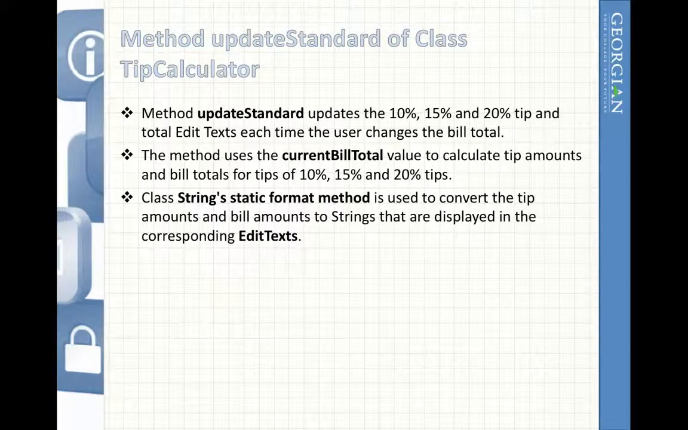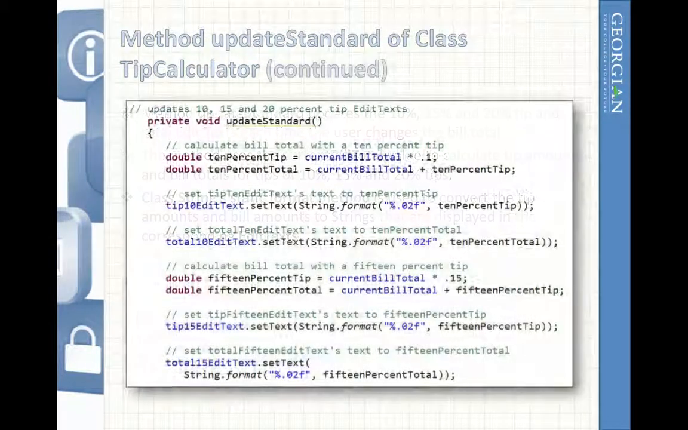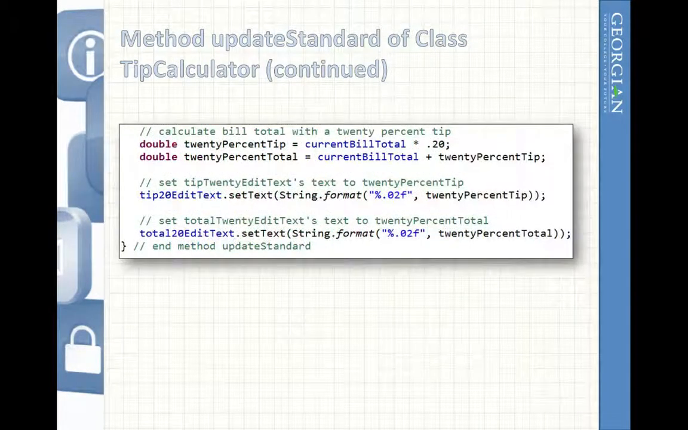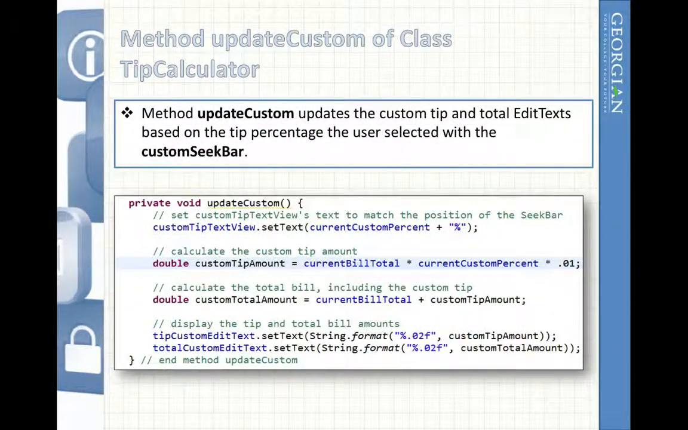Okay. So there's a new method we're going to write called update standard, and what it does is it updates the 10%, 15%, and 20% tip and total edit text each time the user changes the bill total. So this is what it looks like. We still haven't set up those other event listeners. I'm just going to skip forward for a second so I can show you that we do that eventually. So here's our update custom.